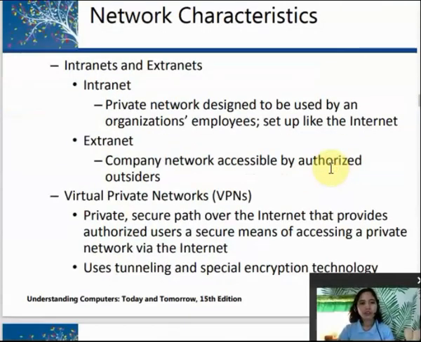So networks are also classified as intranets and extranets. For intranets, those are private networks that implement the infrastructure and standards of the internet and the World Wide Web. Extranets, on the other hand, are private networks that are accessible to authorized outsiders in virtual private networks or VPNs, which are used to transfer private information over public communication systems.